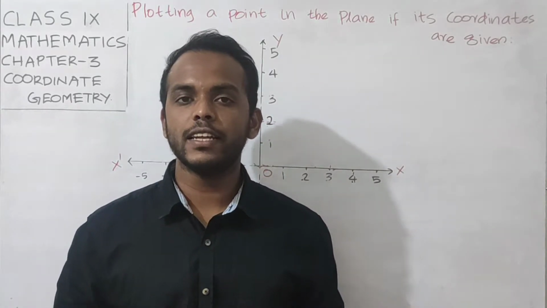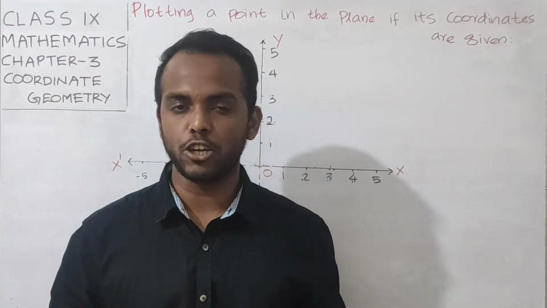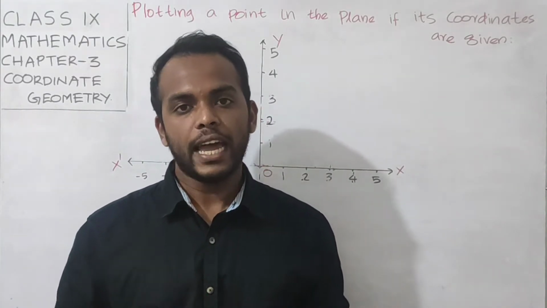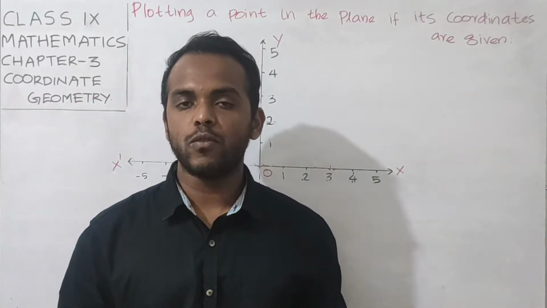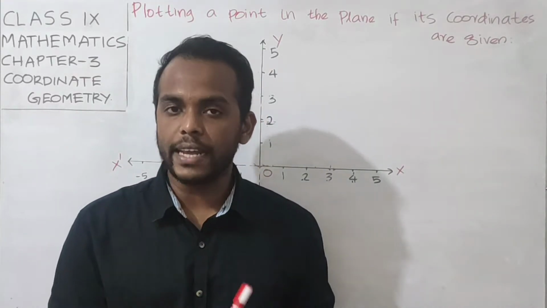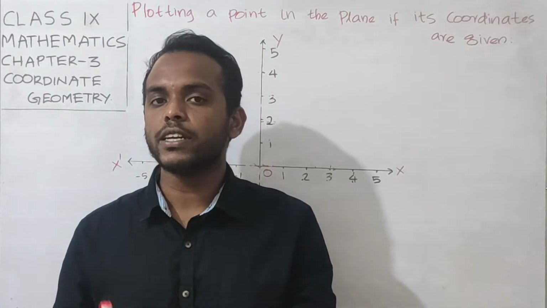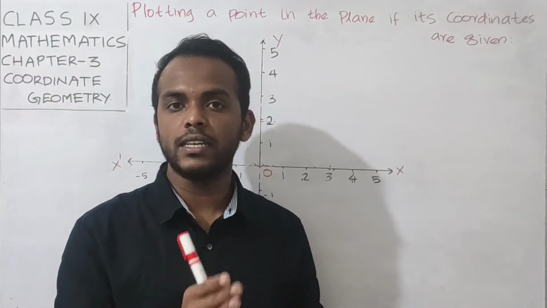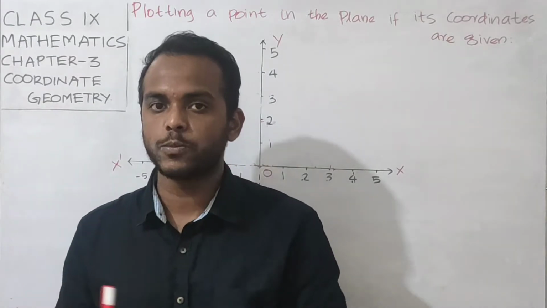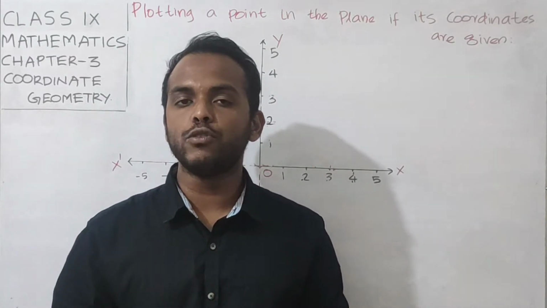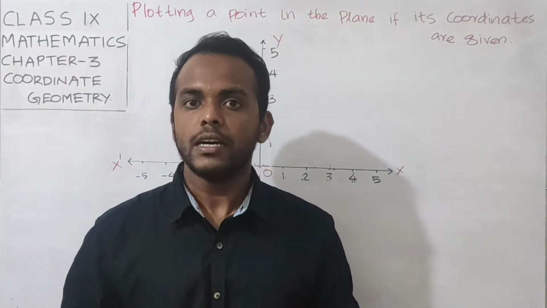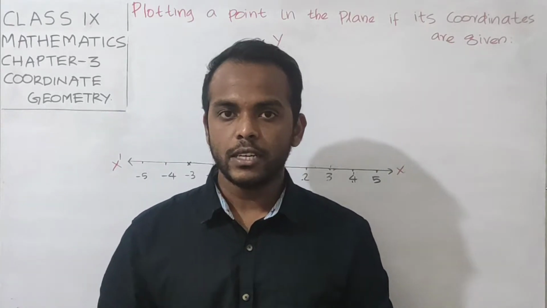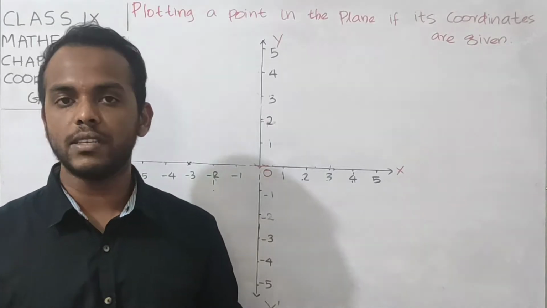In the last class, we learned a lot of basics of coordinate geometry and how plotted points can be explained, and what is abscissa and what is ordinate. Abscissa is nothing but the x coordinate, ordinate is nothing but the y coordinate. So if a point is given, you will be able to understand specifically what the x coordinate and y coordinate are. Now, we will move to the last part of our chapter, plotting a point in a plane if the points are given. So let's see how this can be done.